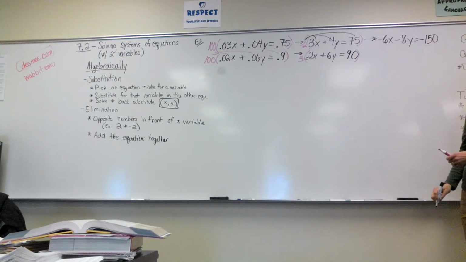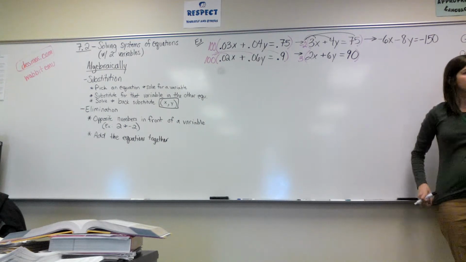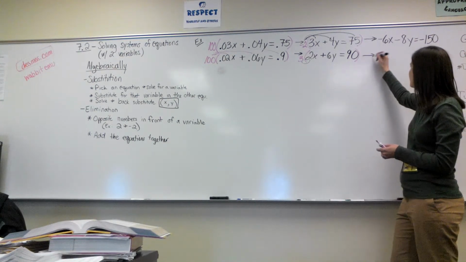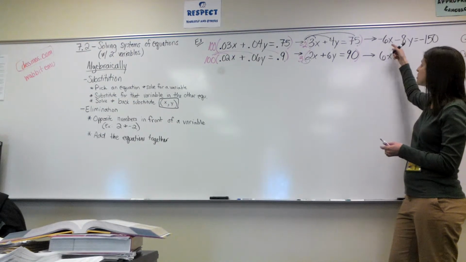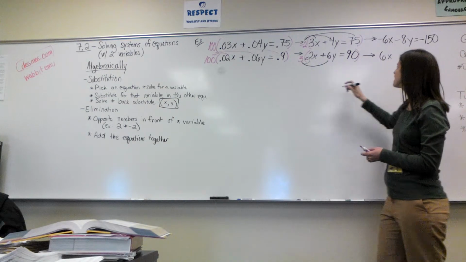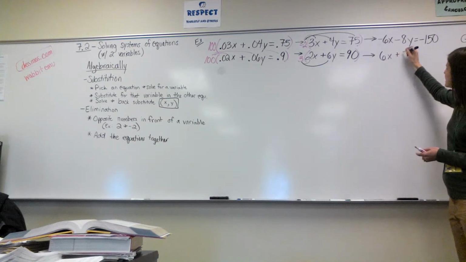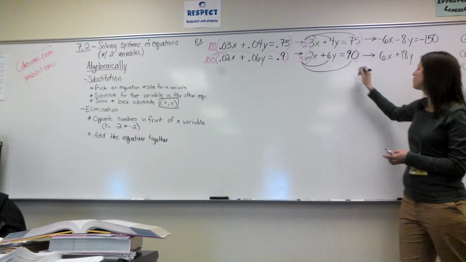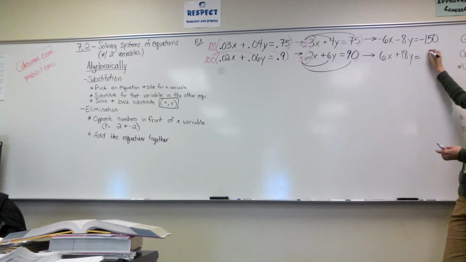All right. The bottom one you're choosing to multiply by 3. So take 3 times 2, which gives me +6x. That's good because that's kind of what you were aiming for. And then 3 times 6 gives me 18, and it's still positive, 18y. And 3 times 90 is going to give me 270.